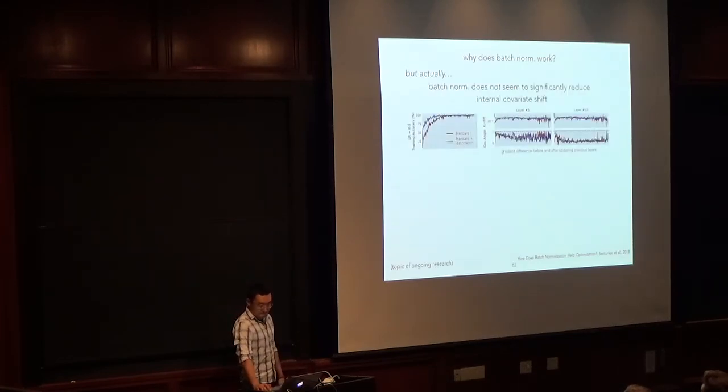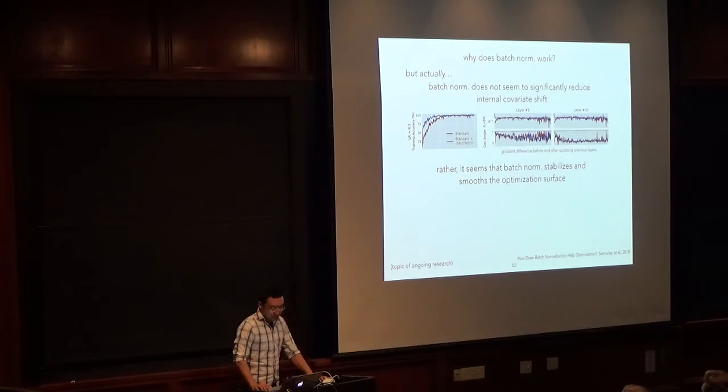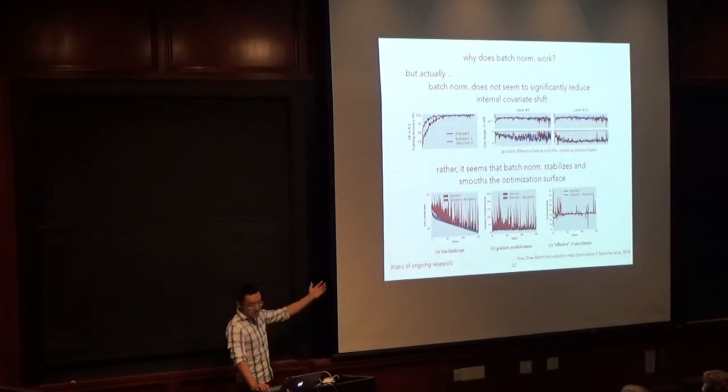But if you actually play with the step size, play with the architecture, run different experiments, you can empirically see that some of the claims or intuitions made in the original batch norm papers don't seem to hold in practice, or at least not all the time. And there's new evidence suggesting that batch norm may be doing something else, such as stabilizing the gradients, smoothing the optimization surface, and you can measure these in this way.